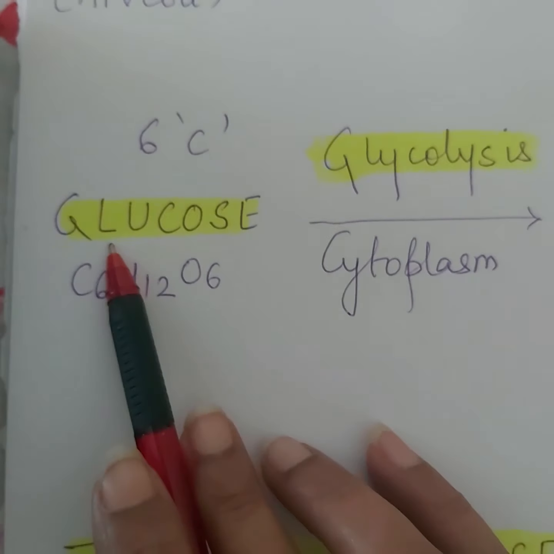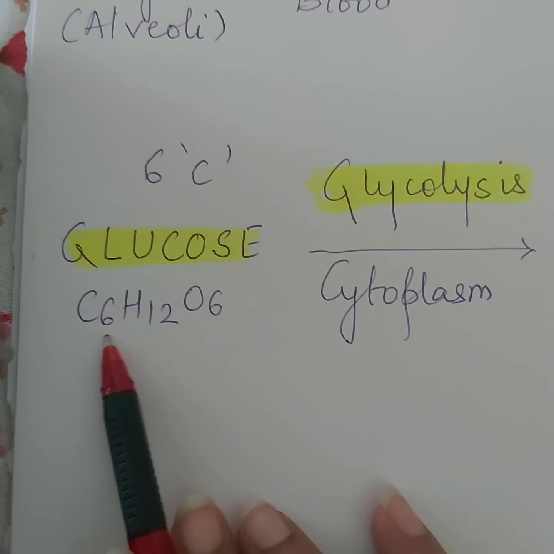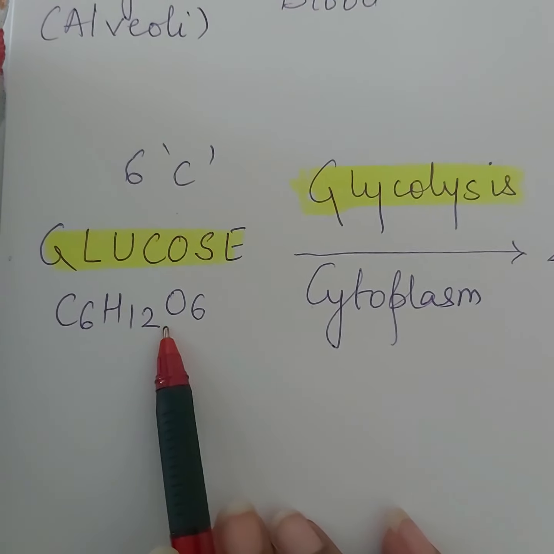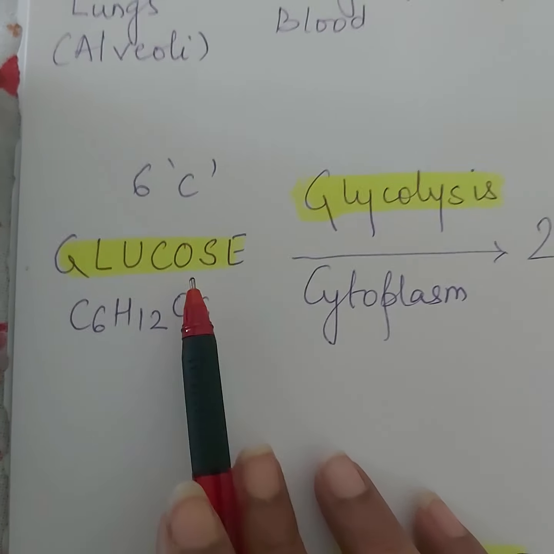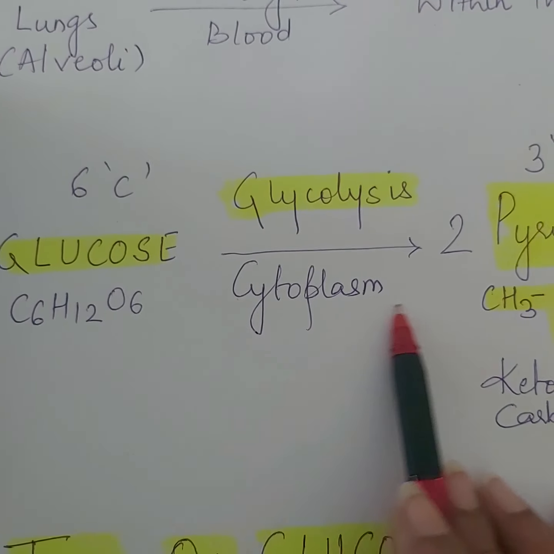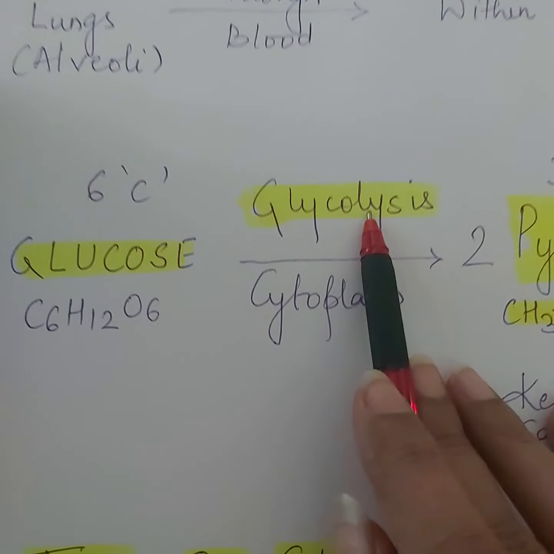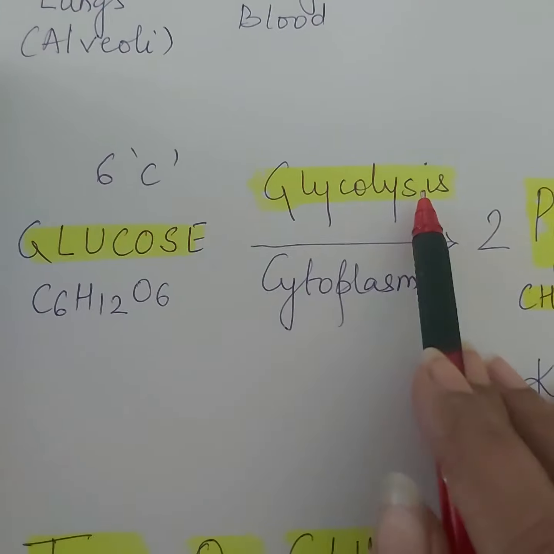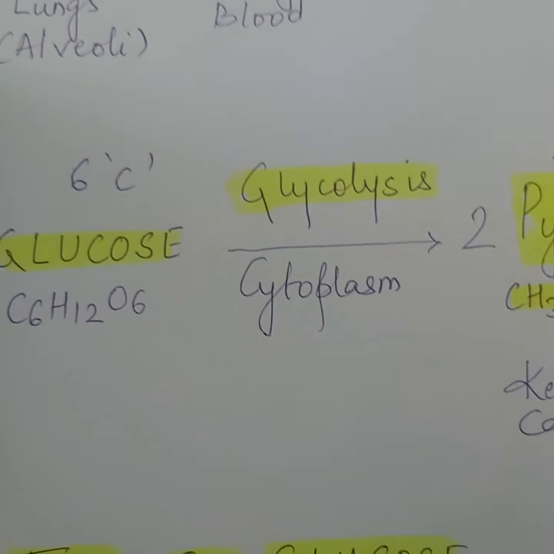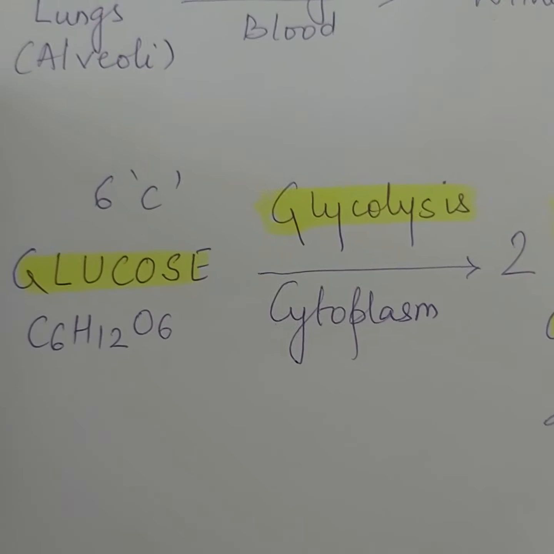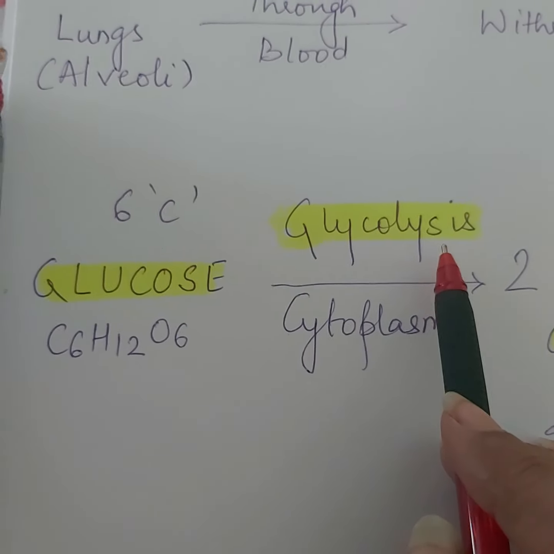Children, now consider glucose. It is present in the cell. It is a 6-carbon compound, C6H12O6. There are 6 carbons attached to each other by bonds. The first catabolic breakdown of the glucose will take place within the cytoplasm of the cell. This is called glycolysis. Breakdown means lysis, glyco. Breakdown of glucose within the cytoplasm is called glycolysis, which is a common step both for aerobic as well as anaerobic respiration.